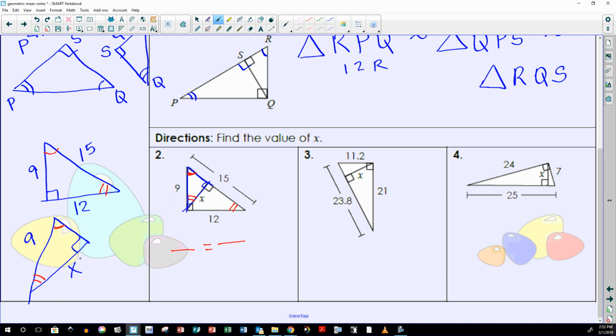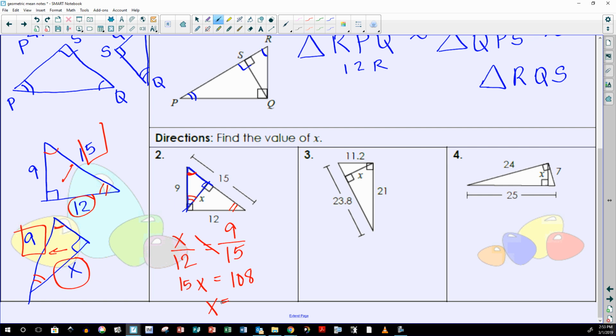All right. So if I'm looking for X, it's between the 2 and the 90, so I have to pair it with 12. This 9, which is the hypotenuse, has to pair with 15 because it's the hypotenuse. Then I'm going to cross multiply. 15x equals 108. Divide by 15, and I get 7.2.